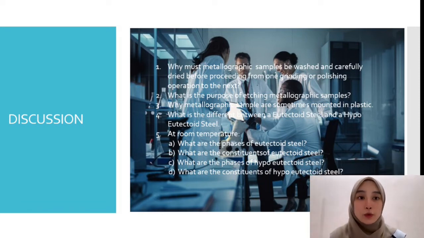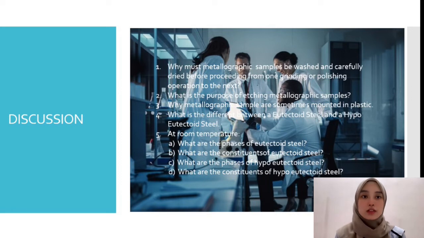Question number 2 is: what is the purpose of etching metallographic samples? My answer is that metallographic etching is a chemical process for highlighting tiny features of metals. Etching is not usually necessary since features such as porosity and inclusions are obvious in the polished state. A correctly prepared specimen will show features like grain size and distribution of the phases and inclusions present, as well as other factors like mechanical deformation and thermal treatment.